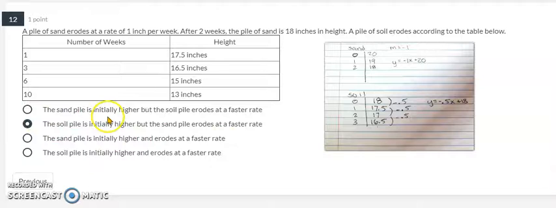And then it says the sand pile is initially higher, but the soil pile erodes at a faster rate, or the sand pile is initially higher and erodes at a faster rate. So now we've got to figure out which one has the higher slope. So the sand has a higher slope because it's -1, and this is -1/2. So the sand pile is moving faster. So the sand pile is initially higher, and it also erodes at a faster rate.